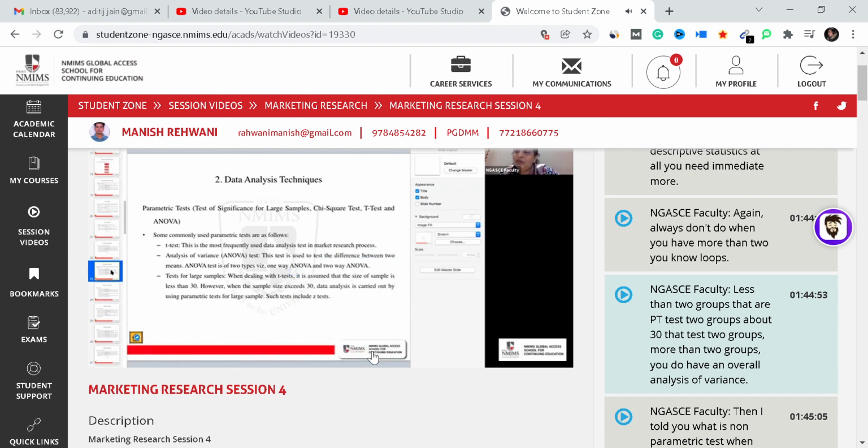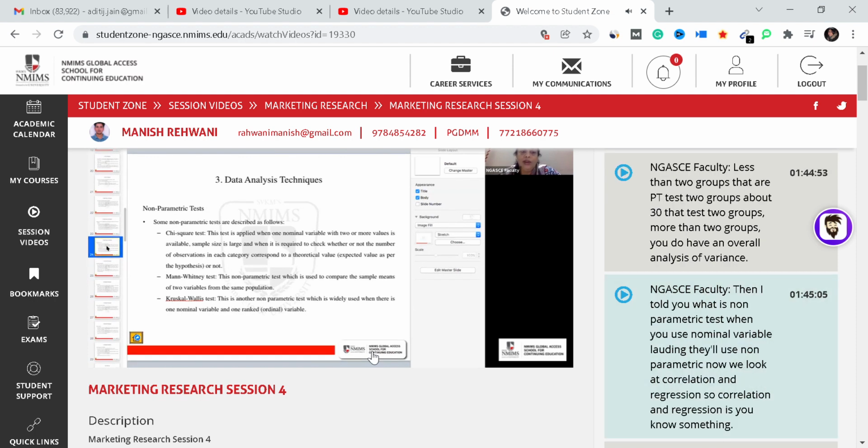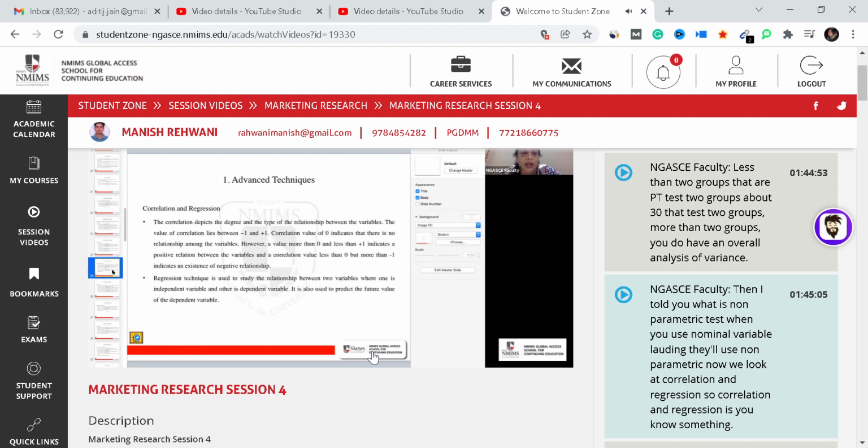Less than 2 groups, less than 30, t-test. 2 groups, above 30, z-test. More than 2 groups, you have ANOVA, analysis of variance. Then I told you what is non-parametric test. When you use nominal or ordinal variables, you use non-parametric. Now we look at correlation and regression.